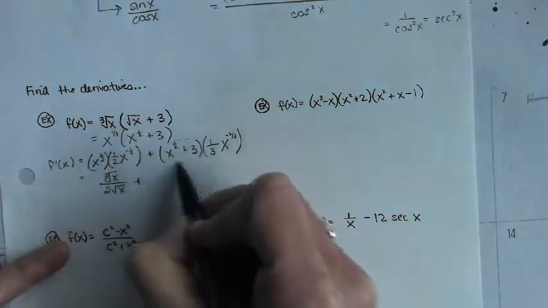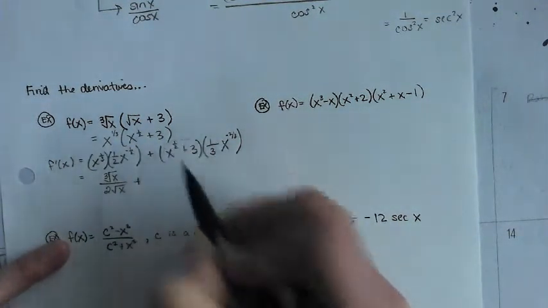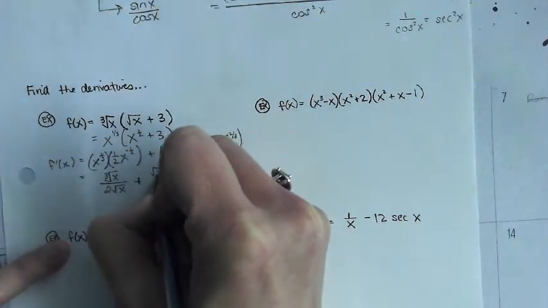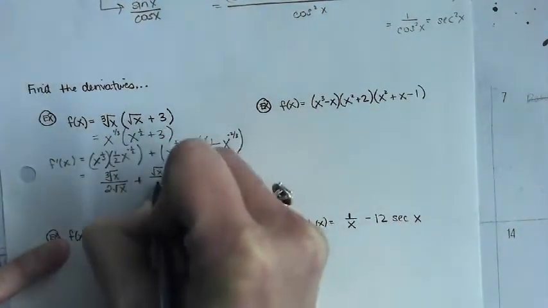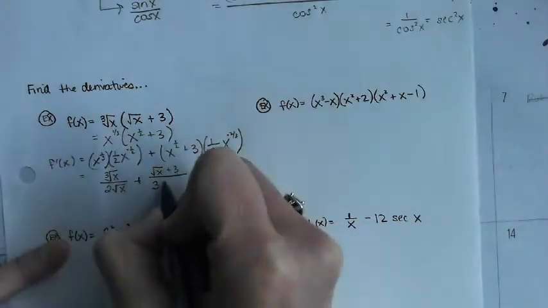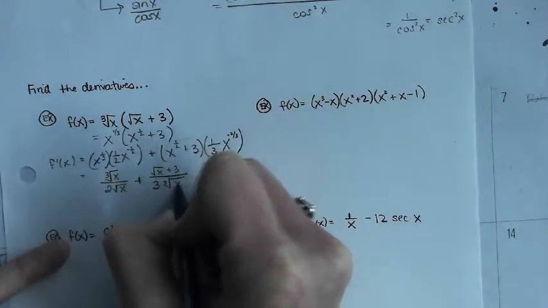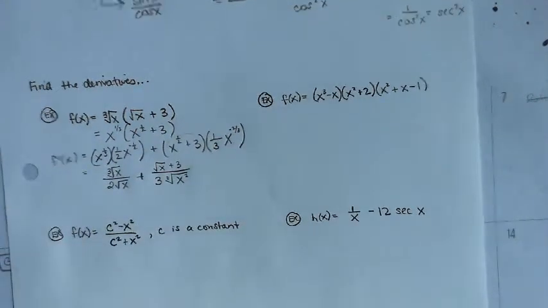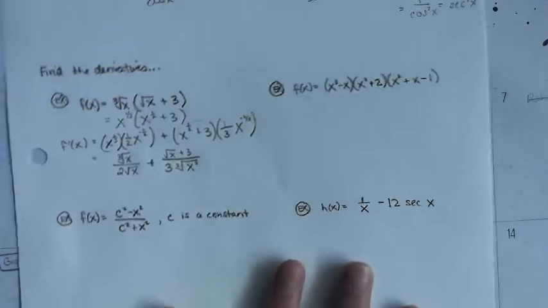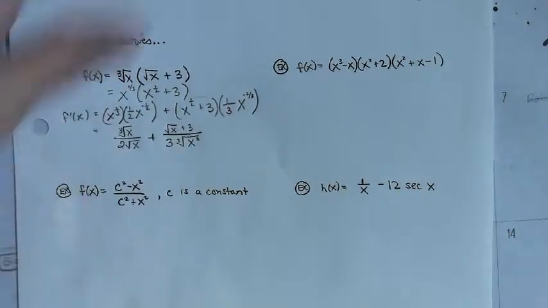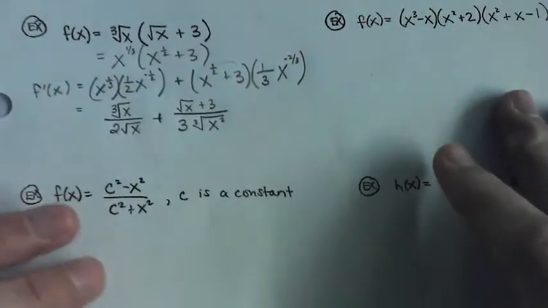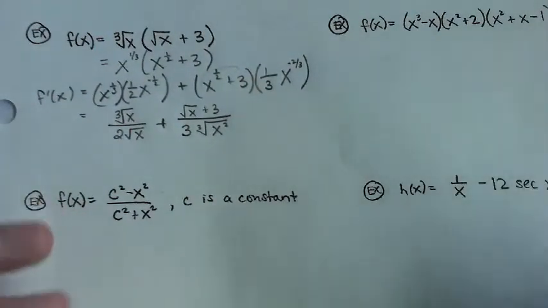Plus, this would stay up top on the second term, so root x plus 3 over 3 times the cubed root of x squared. Now, in the back of the book, you might have noticed last night that a lot of times when it was the sum of two fractions or the sum of a fraction and a whole number, they got a common denominator. So what would that look like here?